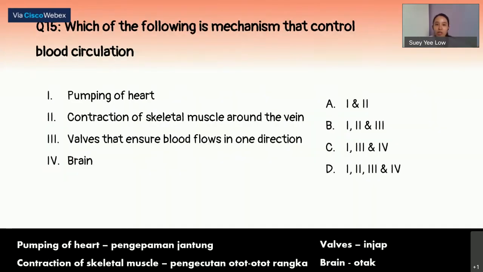So question 15. Which of the following is a mechanism that controls your blood circulation? Is it the pumping of the heart? Is it contraction of skeletal muscle around the veins? Is it the valves that ensure blood flows in one direction? Is it the brain that controls your blood circulation? Okay, which one?